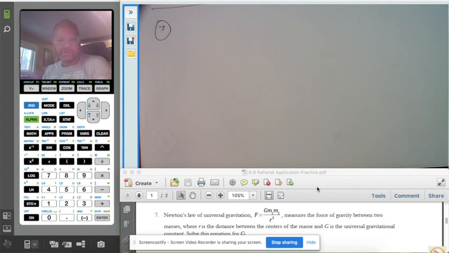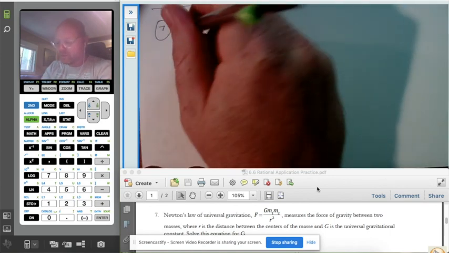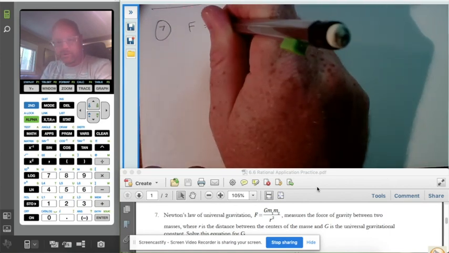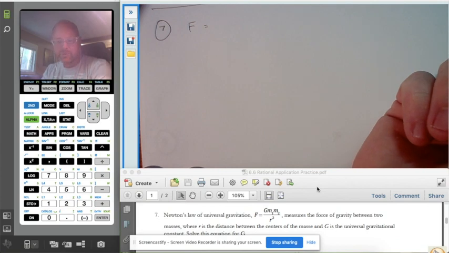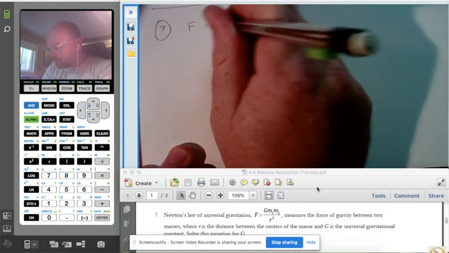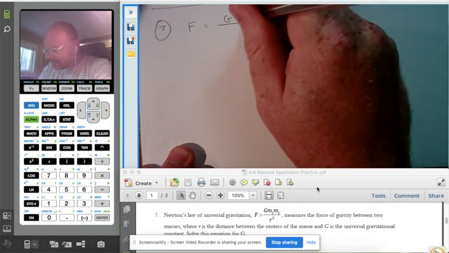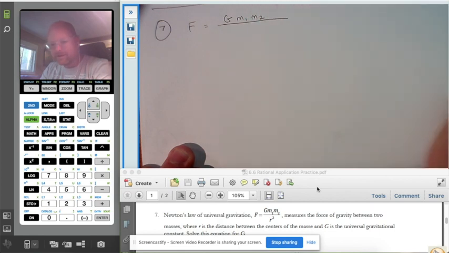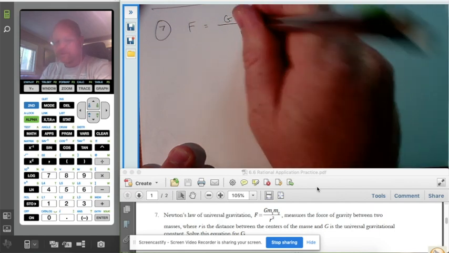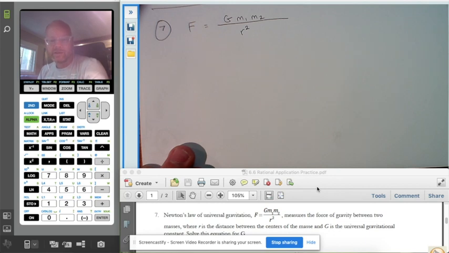All right, for number 7, there isn't any equation that we need to set up. We're actually just given Newton's law of universal gravitation. And we just need to try and figure out what that equation would look like if we solved it for g. So right now the equation is in terms of F, which I believe is the force between two objects. And apparently that is the gravitational constant, g, times the mass of the first thing, mass of the second thing, and then r squared.